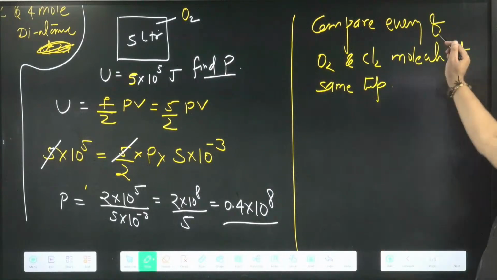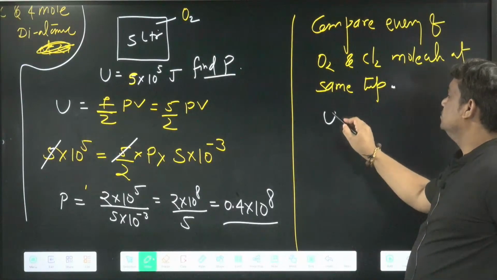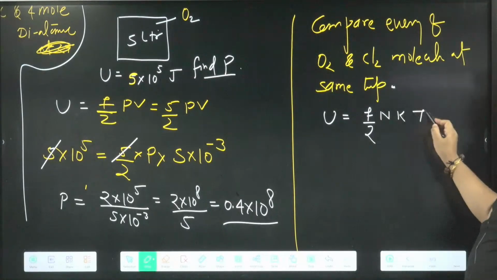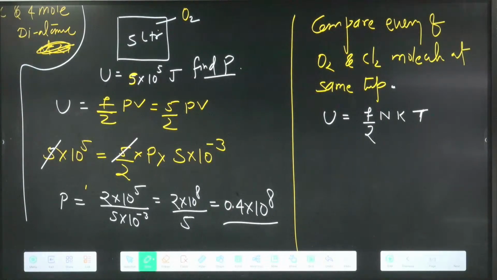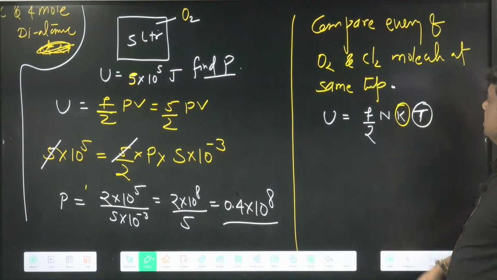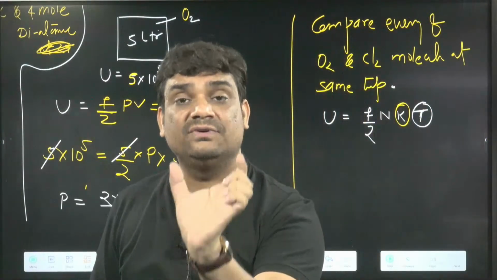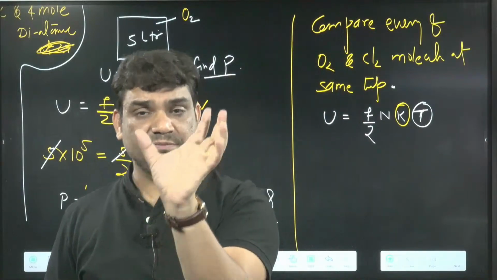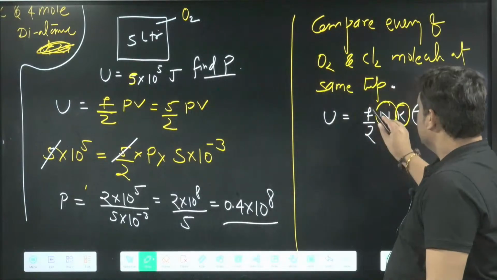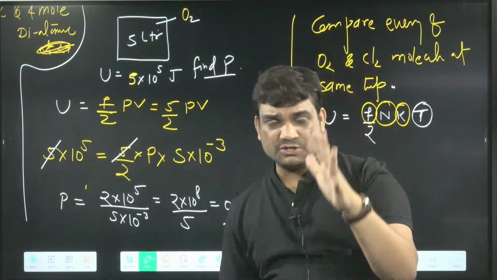What I can do here in this one, at same temperature, how to find? So you say, sir, U equal to formula is f by 2 nKT, because they are asking in terms of molecules, so how to use f by 2 nKT. Then I can say in this one, temperature is same, k is same, and they're asking O2 and Cl2 molecules, means one molecule of oxygen and one molecule of chlorine, means each one molecule. So number of molecules is also 1. Degree of freedom is also same, because both are diatomic. Cl2, O2 both are diatomic, so we can say 5, 5.